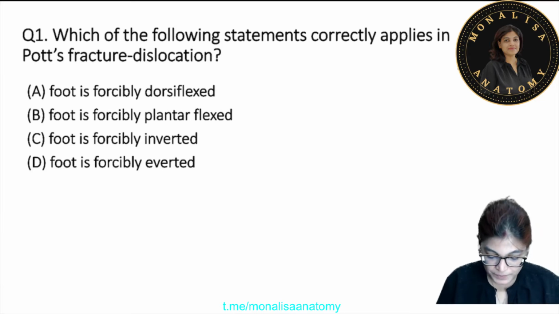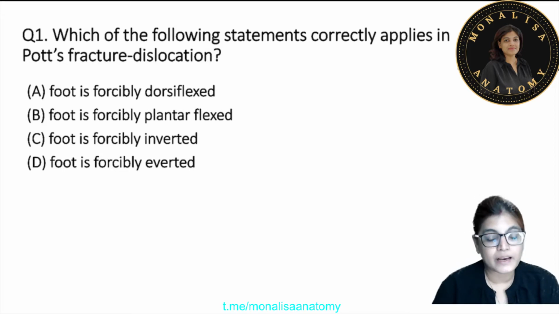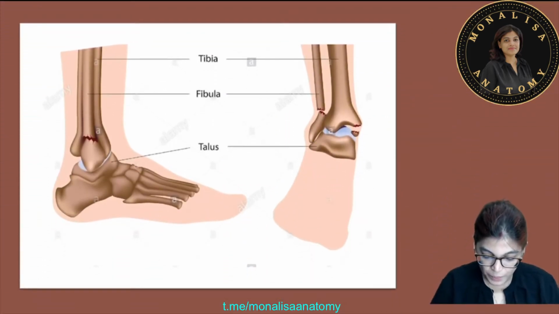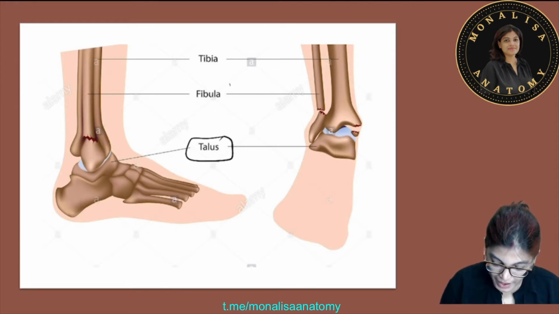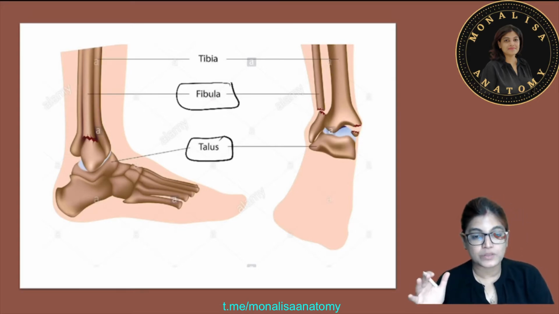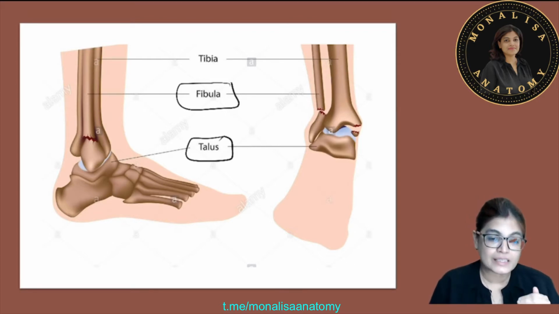Okay. So firstly, I would like to describe Pott's fracture and again I will come to this MCQ. So starting with the explanation of this MCQ. As in the diagram you can see, there is fracture of the lower end of the tibia and also the fracture of the fibula. Actually, in Pott's fracture what happens, there is forceful eversion force applied and then the fracture occurs in the lower end of the tibia and fibula. Actually, it occurs in 3 stages.